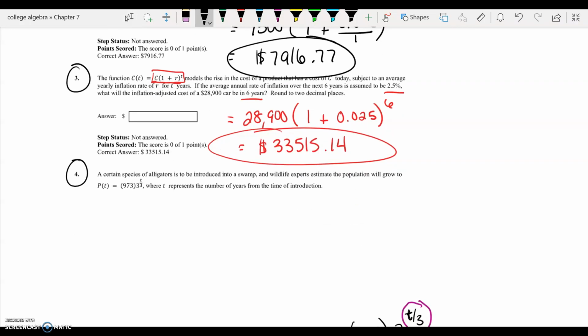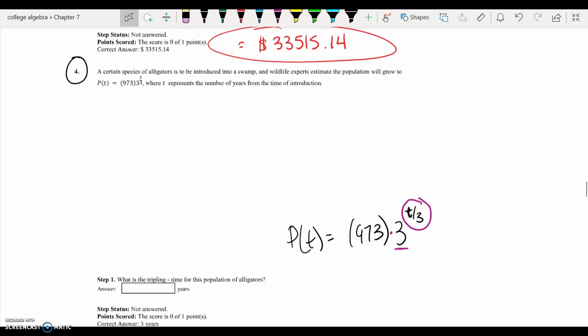Number 4, it says a certain species of alligators is to be introduced into a swamp. They estimate the population will grow to, and they give you an equation, and it says t represents the number of years from the time of introduction.